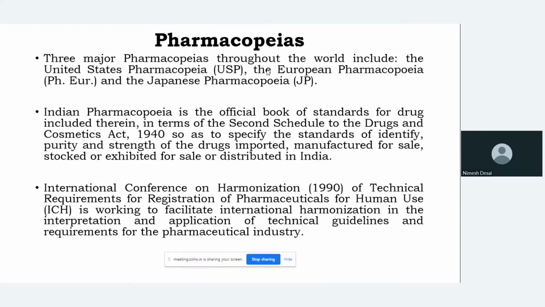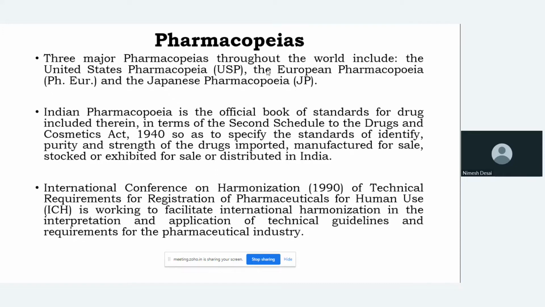Moreover, the Indian Pharmacopoeia is the official book of standards for drugs, included therein under the second schedule to the Drugs and Cosmetics Act 1940, so as to specify the standards of identity, purity and strength of the drugs imported, manufactured for sale, stocked, exhibited for sale or distributed in India.